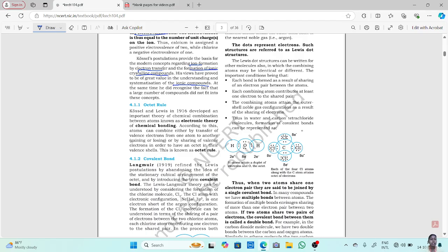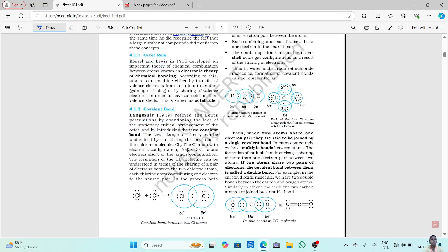At the same time, he did recognize the fact that a large number of compounds did not fit into these concepts. Even though his theory was considered to be of great importance, he himself recognized that there are some molecules or compounds which do not fit in his concepts. Now, next is the octet rule.